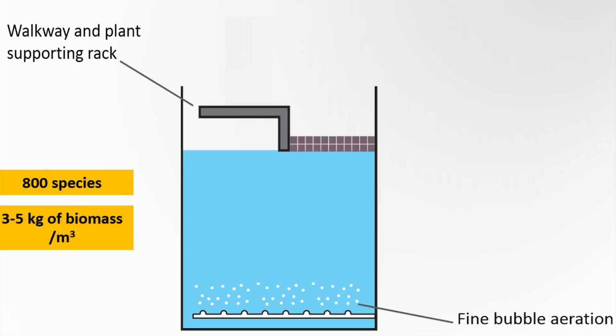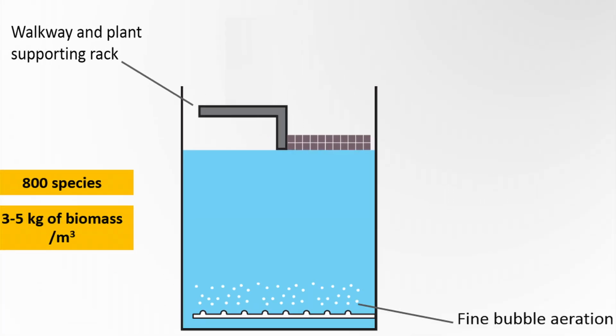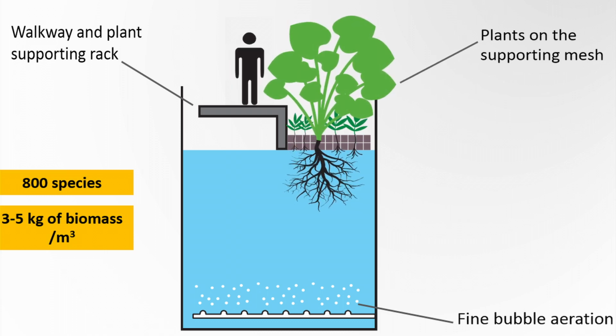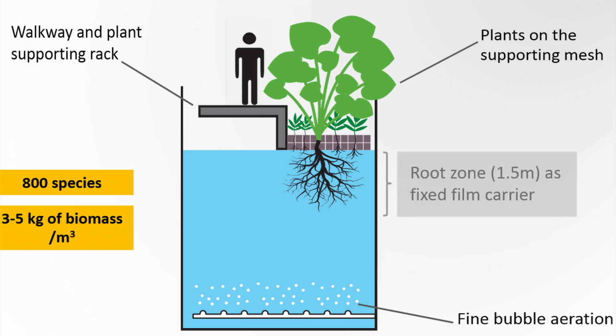In an Organica plant, we take the same reactors. We put plant racks on top. And on the plant racks, we have the plants and the roots of the plants dangle into the water about 1.5 meters. It's important to remember that the plants don't treat the water. People usually think, just looking at these treatment plants, these beautiful botanical gardens, that, oh, how beautiful it is. The plants are treating the water.